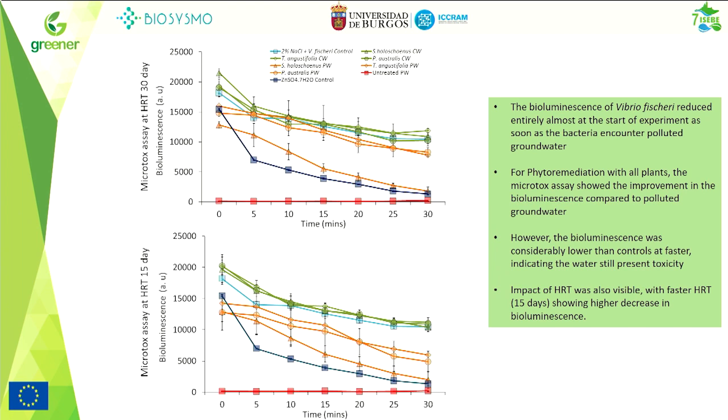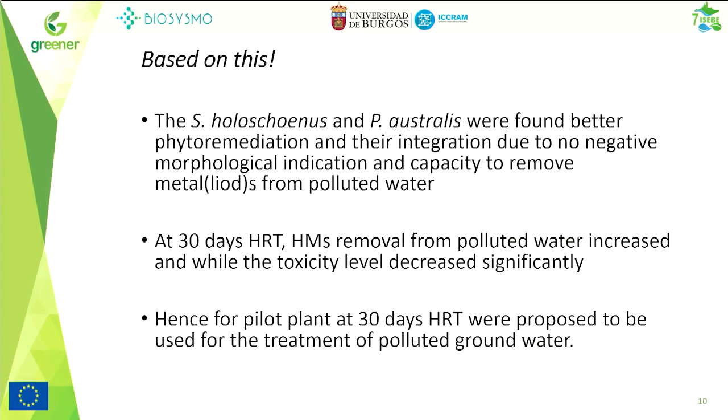But when we further reduce the flow of the water, or we increase the hydraulic retention time, we discovered that even Scirpus holoschoenus can reduce the toxicology of the heavy metals in the water. So based on this, we concluded that two plants, Scirpus holoschoenus, because it removes a lot of metal, and Phragmites australis, because it removes metal and also reduces the pollutants from the water, are quite a good choice to be used for the upscale model.